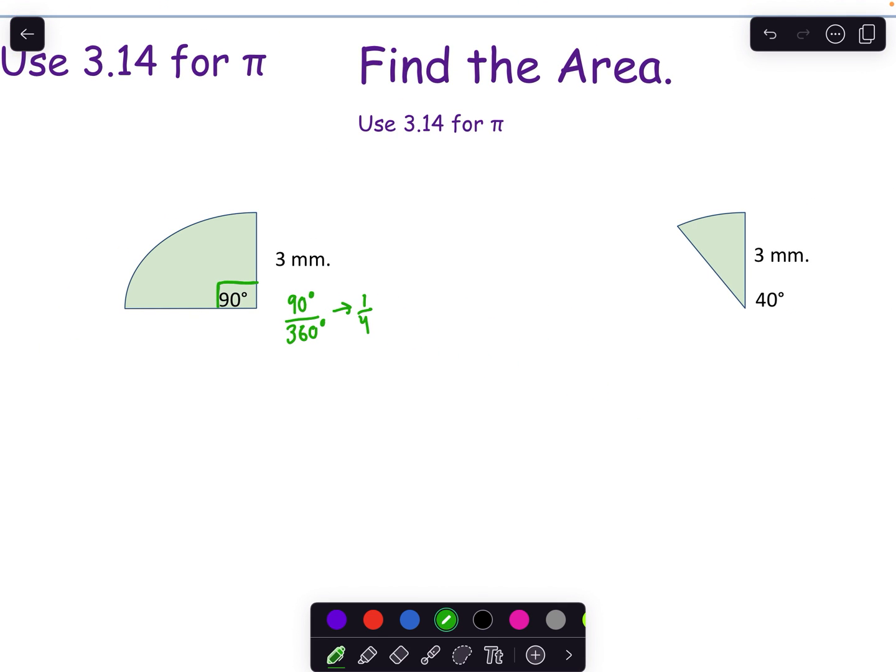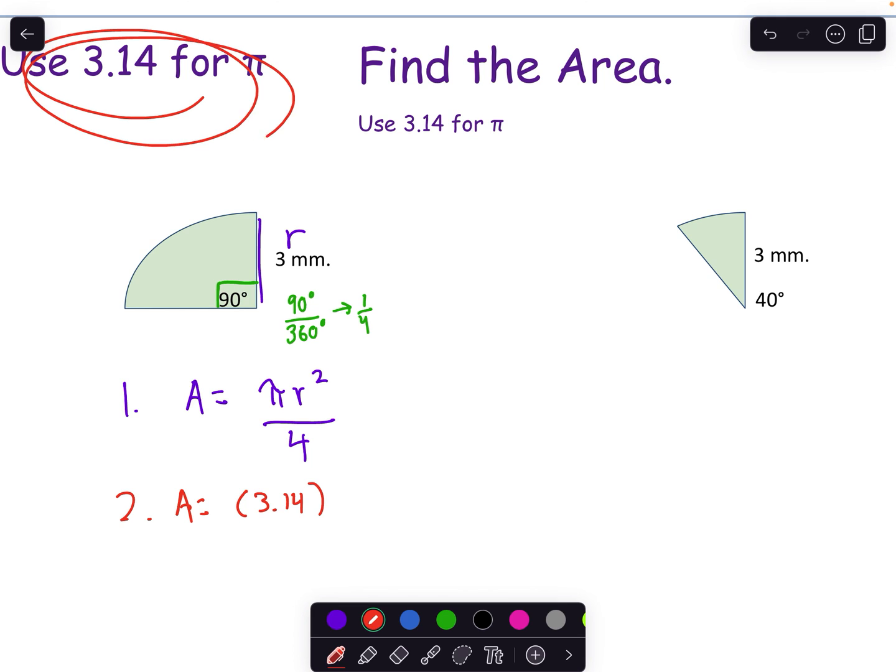So that means when I go to do this, my radius looks like it's 3. That's this right here. Okay, I'm going to say step 1, area equals pi r squared, but now I divide it by 4 because it's a fourth. Step 2, area equals 3.14, because it tells us up here to use 3.14 for pi, times 3 squared, radius is 3, divided by 4.